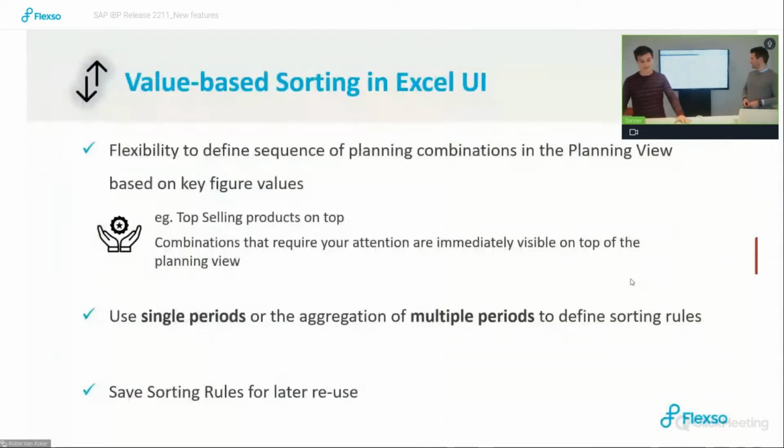I think so. So the next topic we will briefly introduce is the value-based sorting feature in the new Excel add-in. So you define some alerts or profit key figures, and you want to see your top sellers at the top of your planning view. This is now possible via the value-based sorting. You can define this based on single periods, for example, the year 2023, or on multiple periods in which you will take an aggregation. Once the sorting rule is created, you can also save it for later use, so you don't have to constantly recreate your sorting rules. Let's look at the view in the Excel UI, shall we?